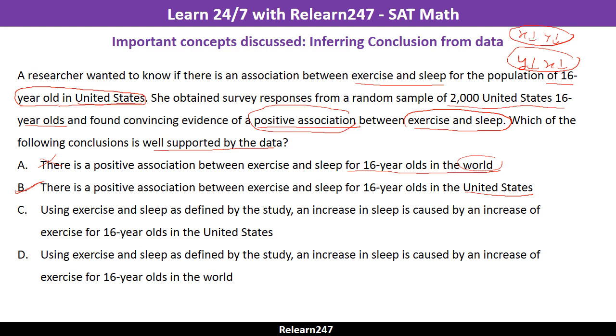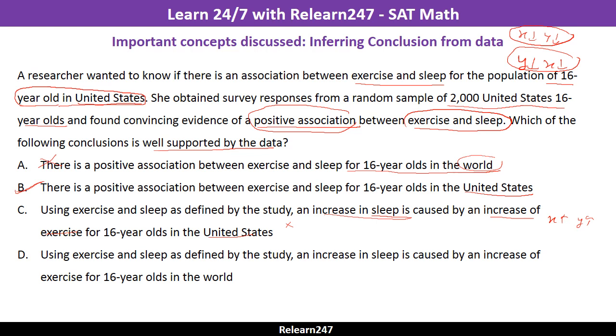Just for the understanding purpose, let's see the other options also. Let's see option C. Why is it wrong? Using exercise and sleep as defined by the study, an increase in sleep is caused by an increase of exercise for 16-year-olds in United States. So why is this option wrong? Because we discussed, right, when x increases, y increases, that is positive association. So it's the same case, that an increase in sleep is caused by an increase of exercise. So why is this option wrong?